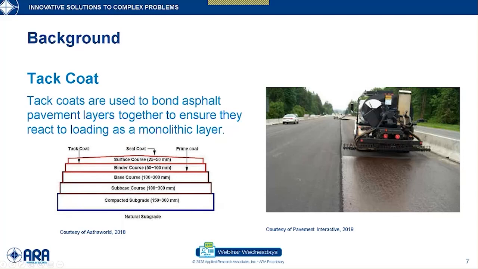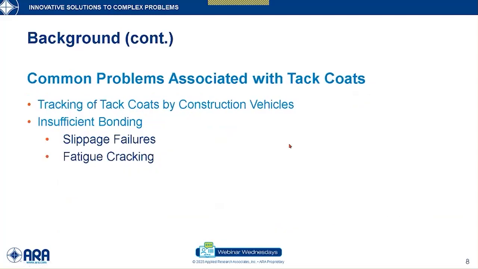On the right side of the screen, you can see a picture of a spreader that is spreading tack coat, and after that a paver will come and spread a new layer of asphalt pavement, and this tack coat in the interface will act as a glue that will hold two layers together. Okay, so now we all know what tack coat is.